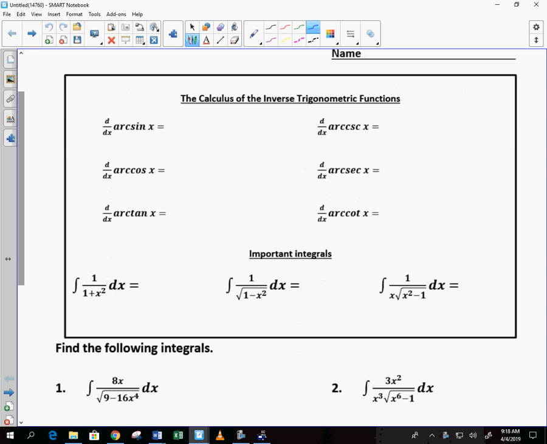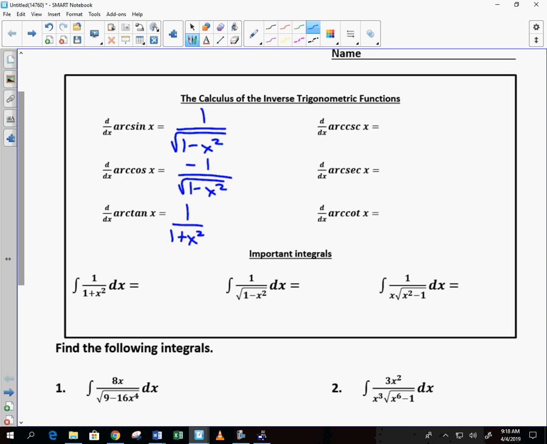Do you remember what the derivative of arcsine is? 1 over the square root of 1 minus x squared. Do you remember the derivative of arc cosine? Yep, same but negative. Remember the derivative of arctangent.